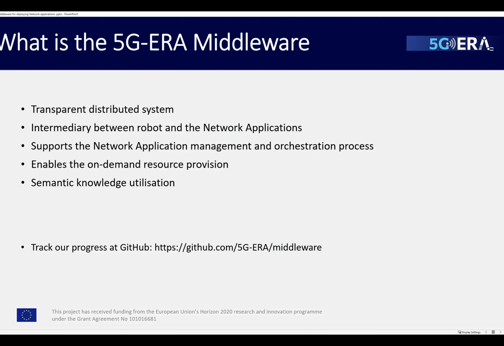So starting, what exactly is the 5G middleware? The 5G middleware for us is a transparent distributed system that serves as an intermediary between the robot and the network applications. Thanks to this 5G middleware, we are able to support a variety of network applications and manage them and orchestrate their deployment, their usage, and their removal in an on-demand manner. The network applications in the 5G middleware are deployed only when there is a need to utilize them, to save resources and provide better scalability of the system.